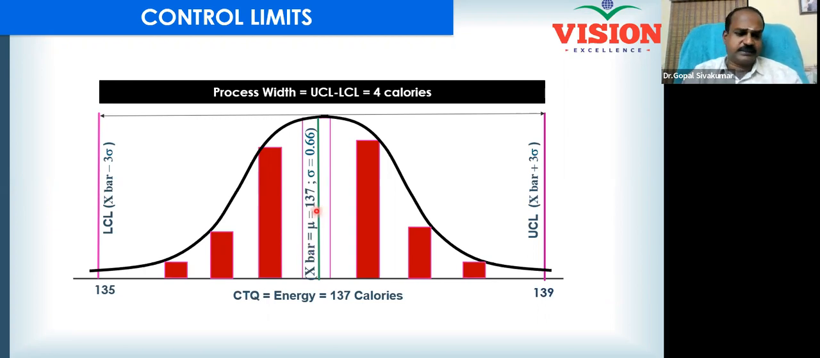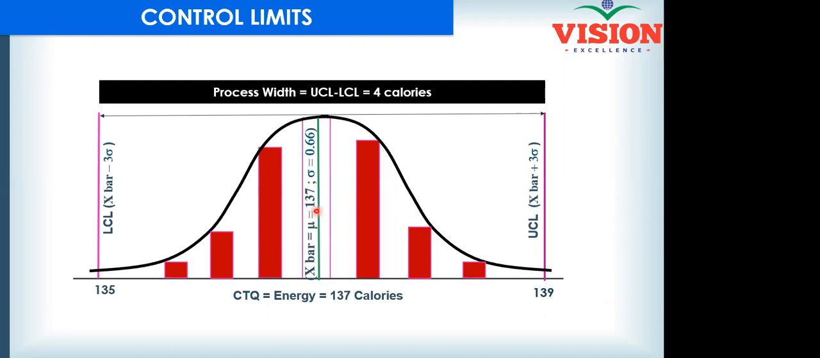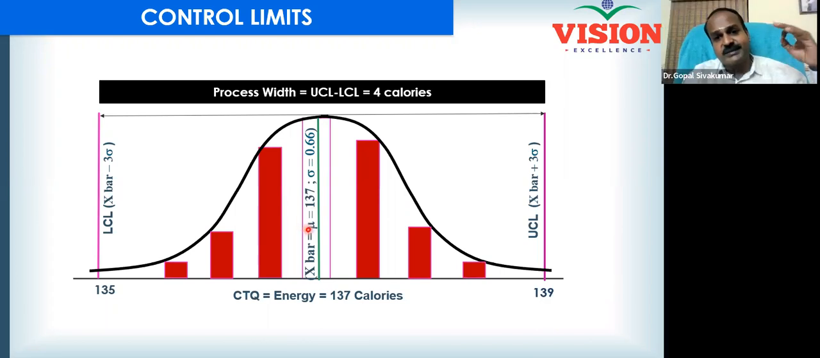Since the average is 137, does it mean all the milk bottles coming out of your factory have exactly 137 calories? No. Definitely no. Only the average is 137. However, each milk bottle may have its own value. You want to understand how far each milk bottle deviates from the average. For that purpose, you must calculate standard deviation. Sigma equals 0.66. I have simplified the job for you.